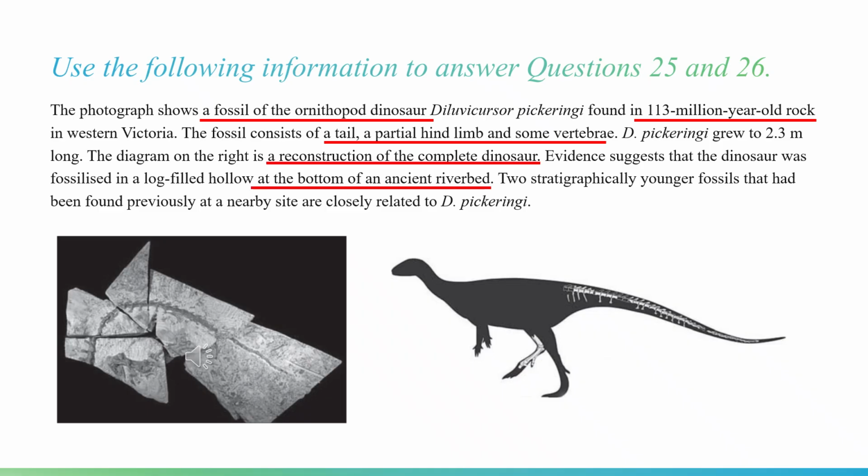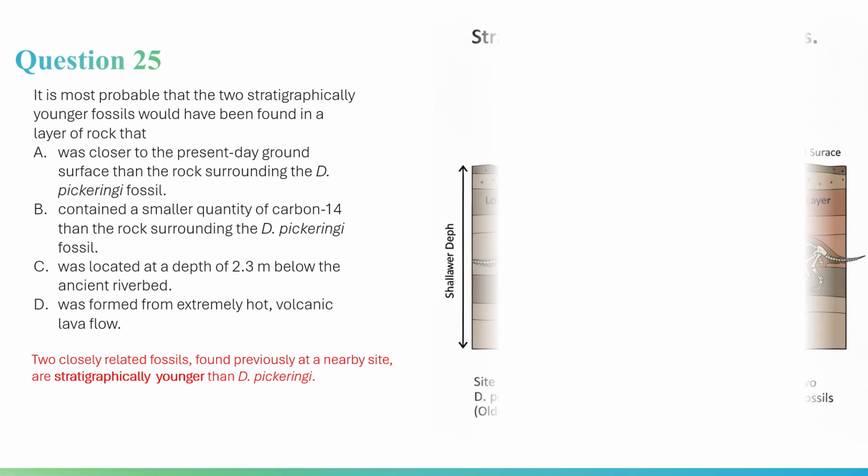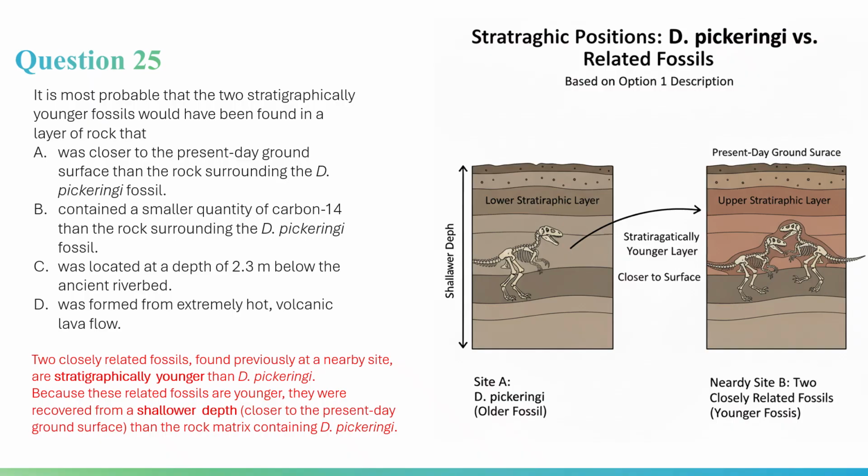Evidence suggests that the dinosaur was fossilized in a log-filled hollow at the bottom of an ancient riverbed. Two stratigraphically younger fossils that had been found previously at a nearby site are closely related to D. picaringi. Because these related fossils are younger, they were recovered from a shallower depth closer to the present-day ground surface than the rock matrix containing D. picaringi.